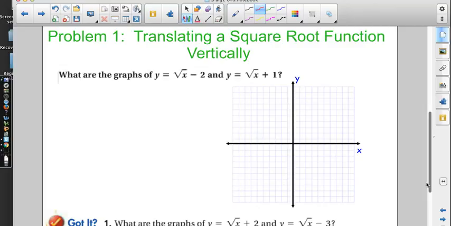Well, the first thing I want to do is figure out the shape. What's the shape of the graph? Well, the shape just comes from the square root of x. Now, normally we'll take a along with it, so we'll have a square root of x, but this one doesn't have an a other than 1, so there's no change in that shape.